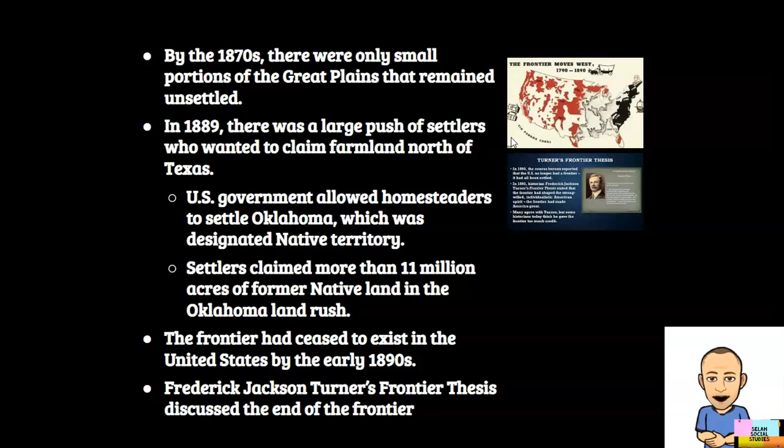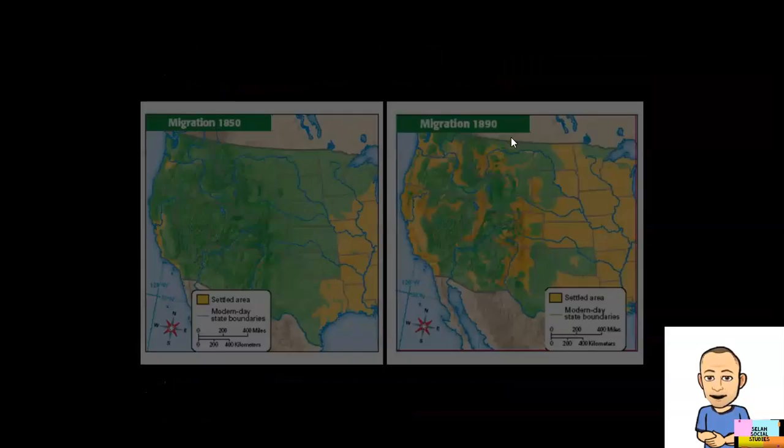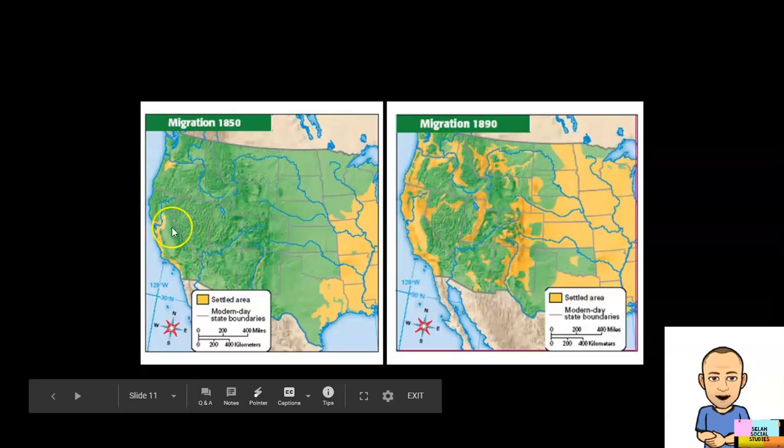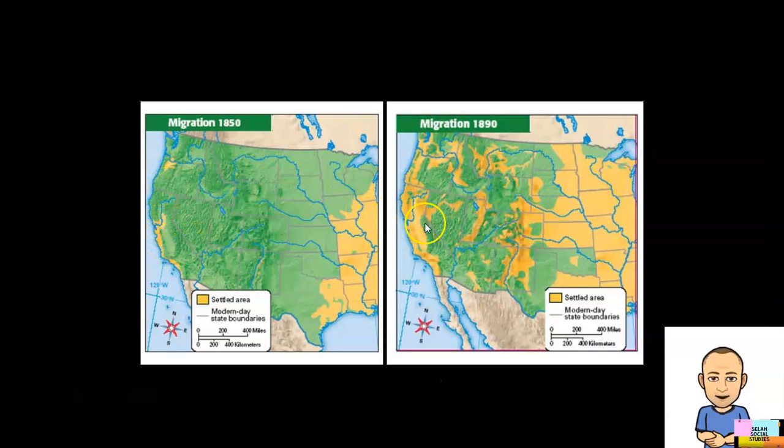Was that the end? Frederick Jackson Turner was a historian, and he argued in his Frontier thesis that the frontier has ceased to exist in the United States by the early 1890s. So here's your picture. Migration in 1850, not so much. You have the gold rush, some people out in Oregon, and by 1890, you have all these people moving out west.